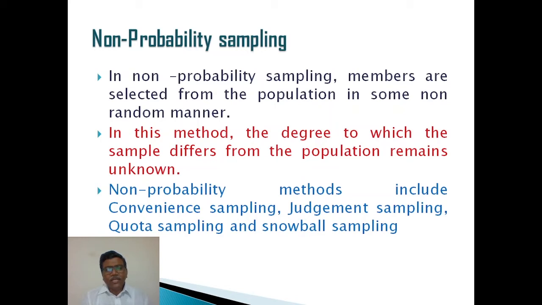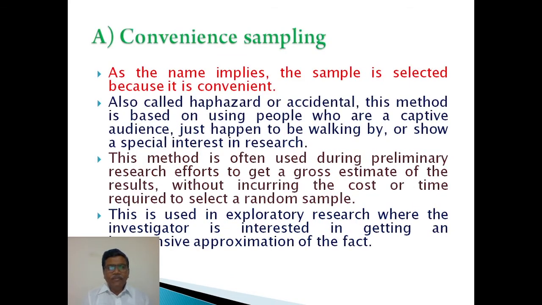Non-probability methods include convenience sampling, judgment sampling, quota sampling, and snowball sampling. Let us take convenience sampling. As the name implies, the sample is selected because it is convenient. It is also called haphazard or accidental.